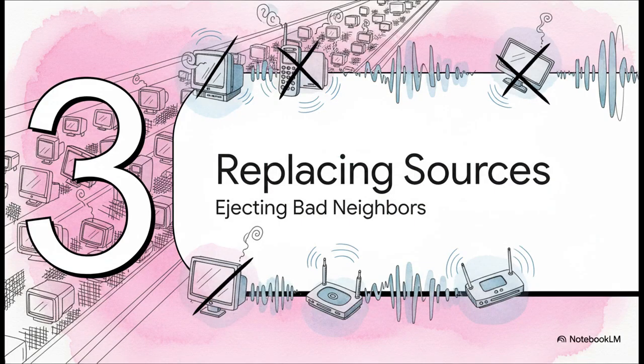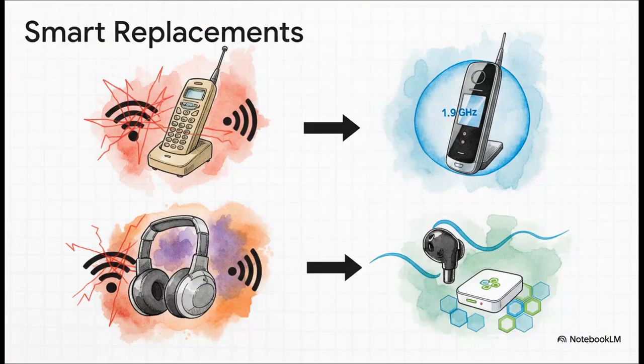Sometimes just encouraging good behavior isn't quite enough. You have to be a little more proactive and, well, get rid of the bad neighbors. I'm talking about those devices that are known troublemakers on that crowded 2.4 gigahertz highway. So the key here is to make some really smart replacements.